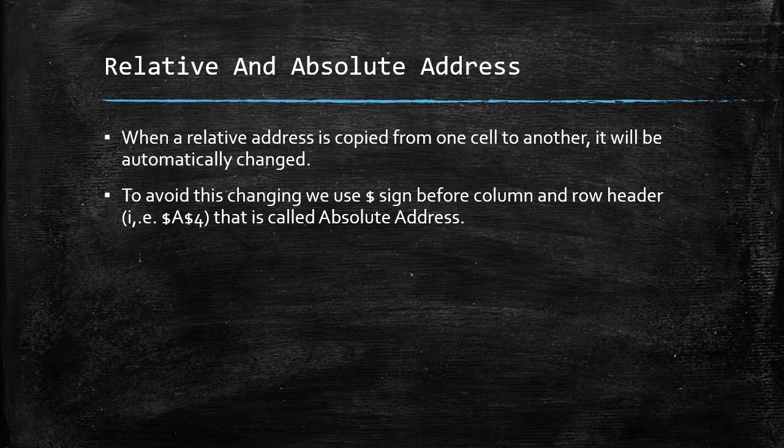So here we have two kinds of references. The one is relative, another is absolute. If you want to make changes to the cell address while dragging, then we have to go for relative. And if you want to fix the address of that cell, so we have to go for absolute address. To make absolute address, we have to put the $ sign before column heading and row heading. Let us see practically how this is going to be applied.